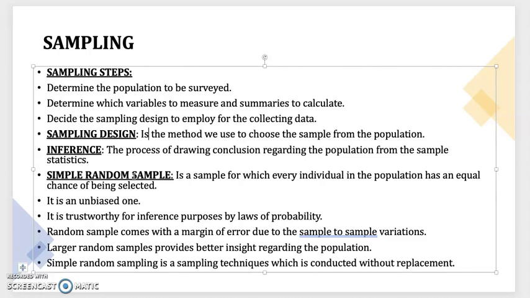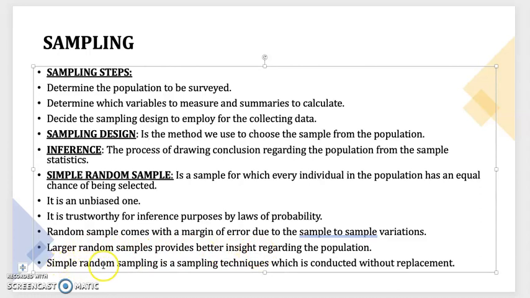So when you try to get your sample, you need to make sure it is random. What does random mean? It means all the individuals in the population have an equal chance of being selected or showing up. That's why your random sample needs to be unbiased. Your sample needs to be trustworthy for inference purposes by the law of probability. Your random sample comes with a margin of error due to sample-to-sample variation. So a larger random sample provides better insight regarding the population.